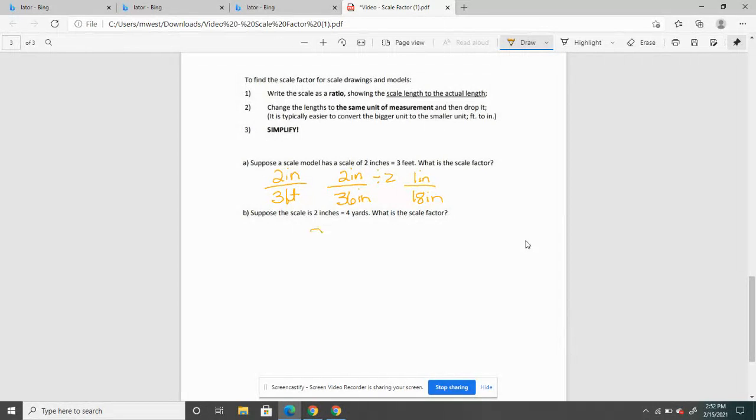All right, down here we have 2 inches and 4 yards. How many inches are in a yard? 36. So we have 2 inches and we got 4 yards, so that'd be 36 times 4, which is 144 inches. And then we simplify that. We're going to get 1 inch over 72 inches.